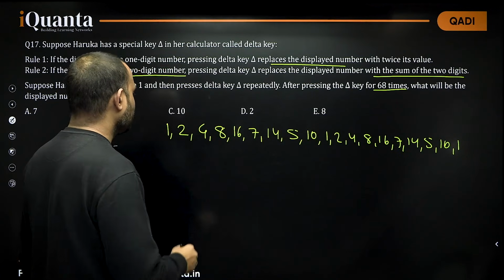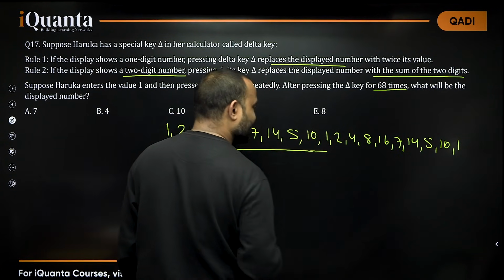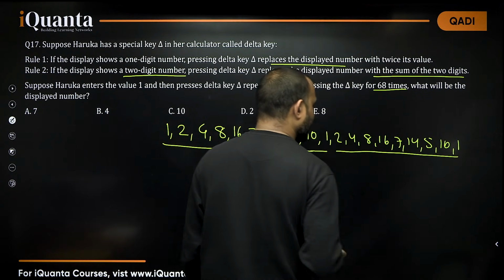So what do you see? The cycle has 9 terms. 1, 2, 3, 4, 5, 6, 7, 8, and 9. Then again 1, 2, 3, 4, 5, 6, 7, 8, and again 9.